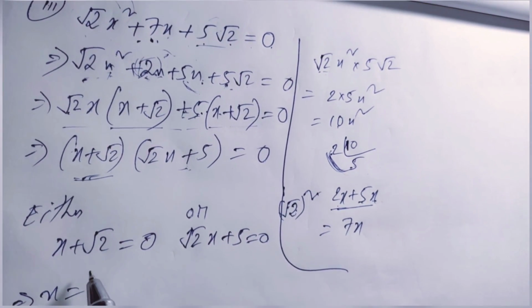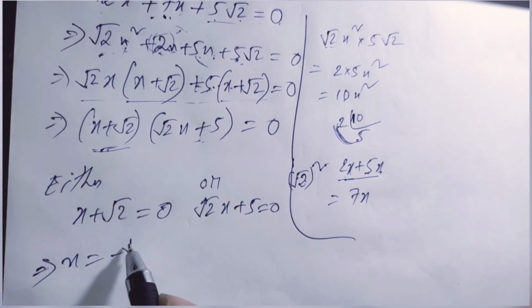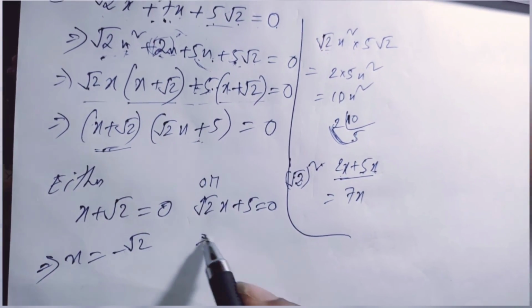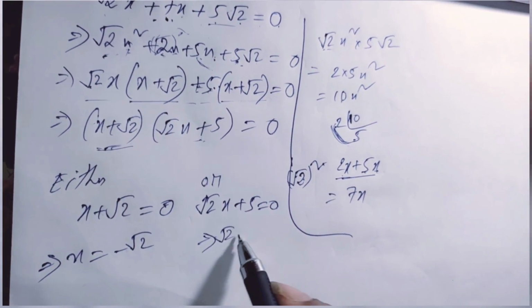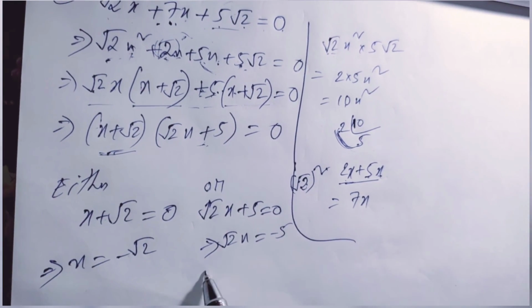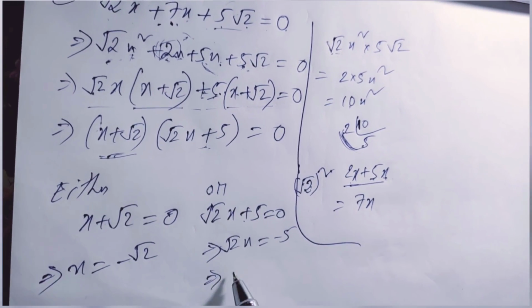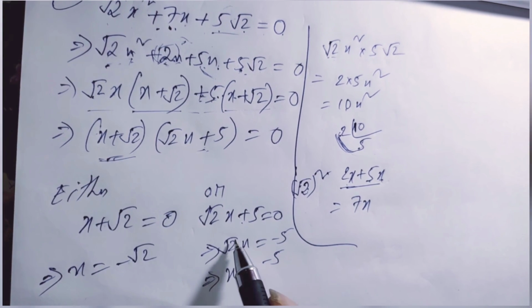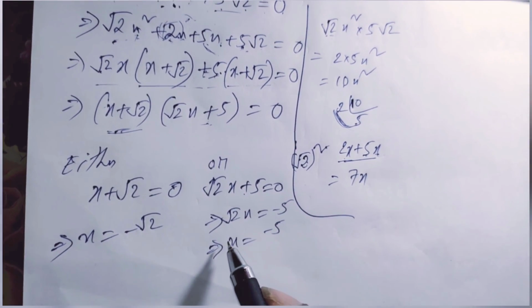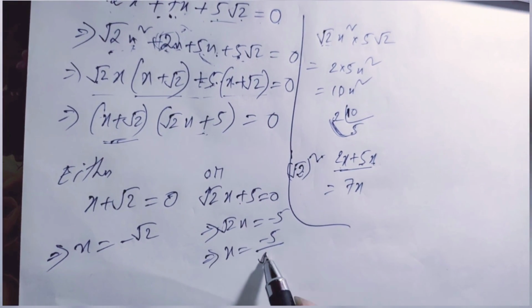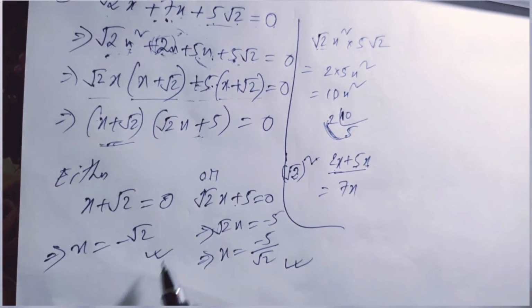So x equals minus root 2, root 2 goes that side. In this case also root 2 x equals minus 5, plus 5 has gone that side, and x equals minus 5 over root 2. This root 2 is multiplied with x, so root 2 comes down. So these two are the answers of question number 3.